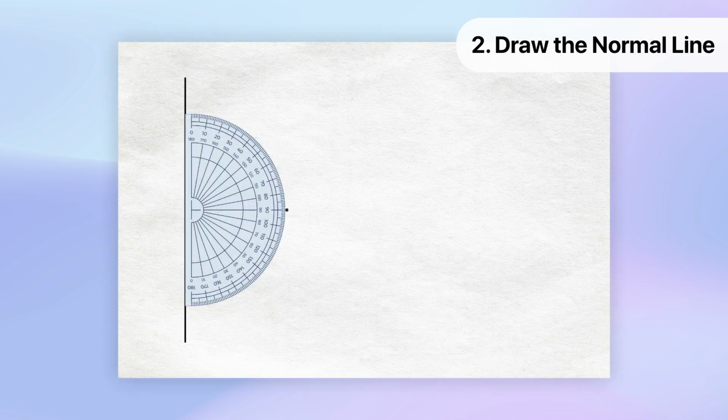The second step is to draw the normal line. To do this, grab your protractor. At one end of the straight line you just drew, use the protractor to draw a second line at a right angle to the original line. Label this line with an N for normal. This will be the reference line from which you'll measure the angles.